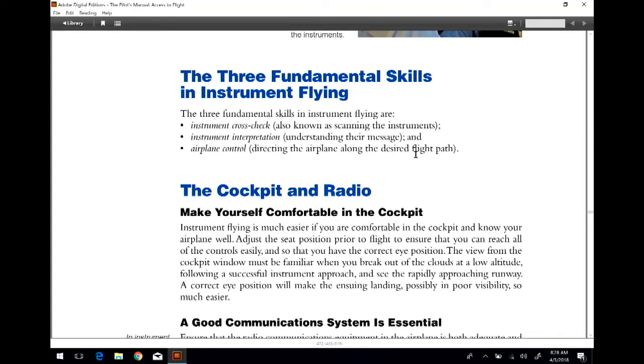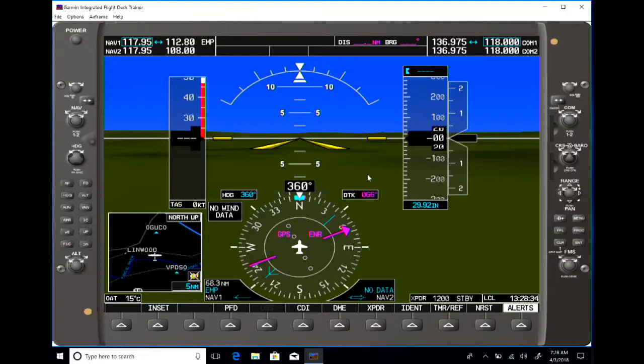Okay? So we'll go back here and we'll look. Remember what your scan is. What is the alpha and the omega? That is correct. Your attitude indicator. The attitude indicator is the alpha and the omega.